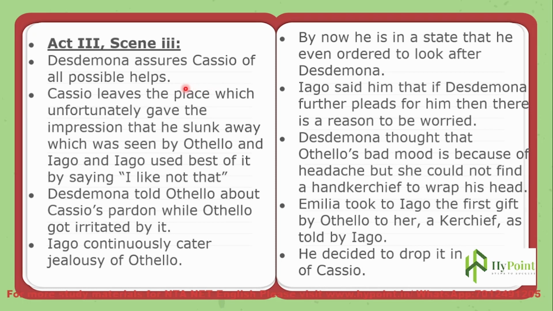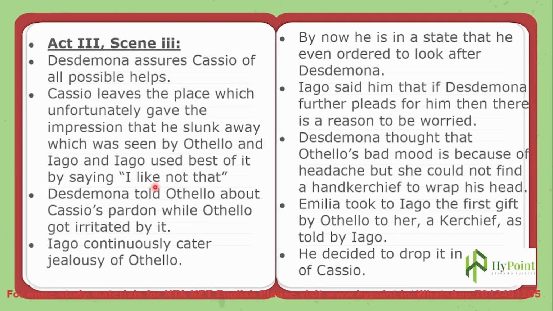So Cassio went to her tent in private when Desdemona was alone, and he pleads. Desdemona, being very innocent, and having already heard a good word from Emilia about Cassio, assures Cassio of all possible help from her side. And Cassio leaves the place, unfortunately giving the impression that he slunk away, which was seen by Othello, and Iago made the best of it by saying, I like not that. So "I like not that" is a sentence delivered by Iago in the presence of Othello.